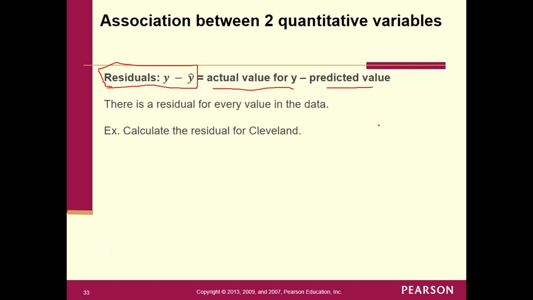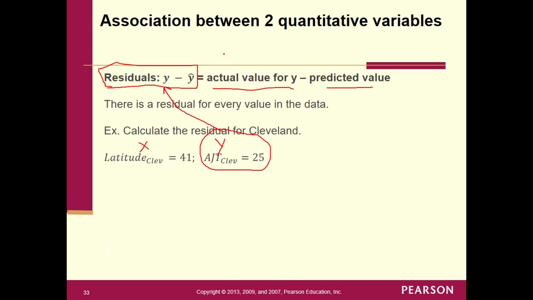So let's calculate the residual for Cleveland in our average ambient temperature and latitude example. We're going to need the latitude for Cleveland and also its average ambient temperature. If you go back to the data, you're going to see that x is 41, y is 25. This is the y that we would throw into the equation, the actual average ambient temperature for Cleveland.